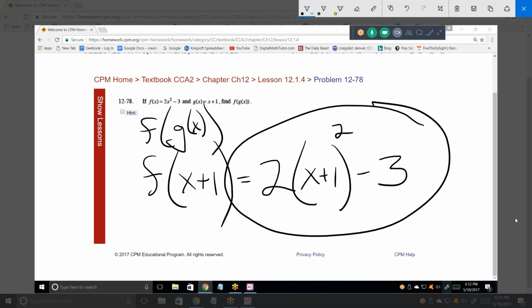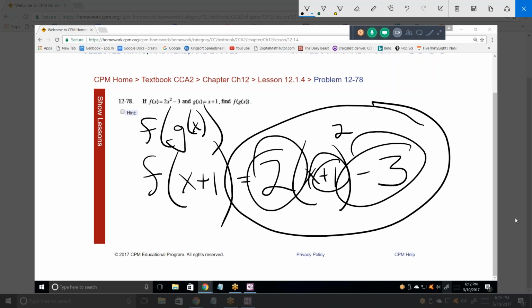Now, I can expand that and simplify it a little bit, but I don't know that I should. That happens to be in perfect vertex format for a parabola, and I'll leave it in vertex format. I don't think I'd want to expand that out. You'll know a lot more about the parabola if you leave it in this format. You know what a is, that's the vertical stretch factor. You know it's horizontally shifted 1 unit left, and it's shifted down by 3 units. Other than that, it's a parabola.